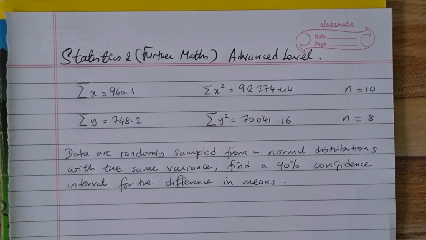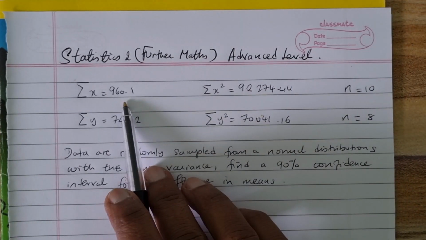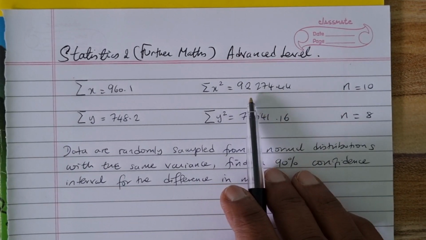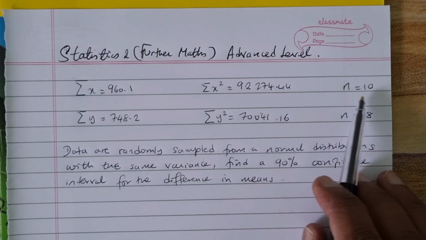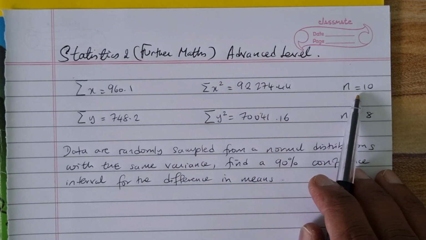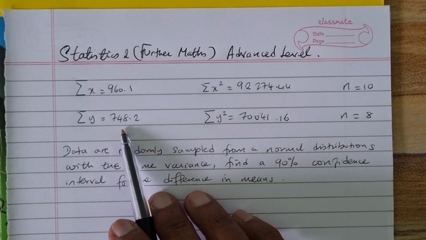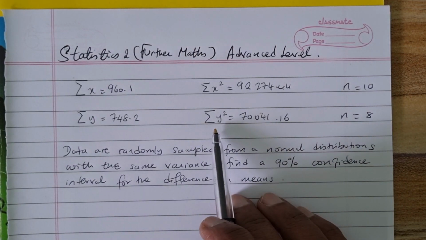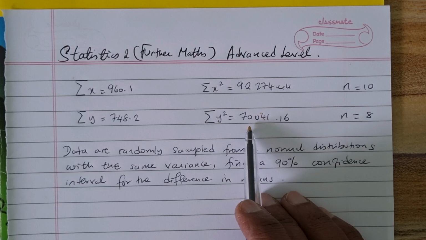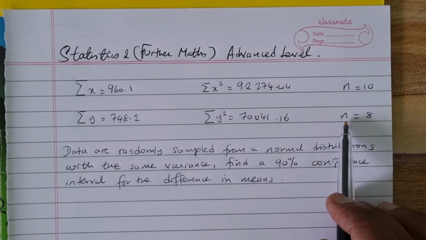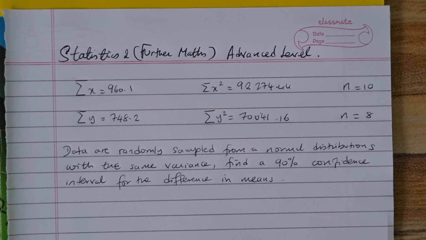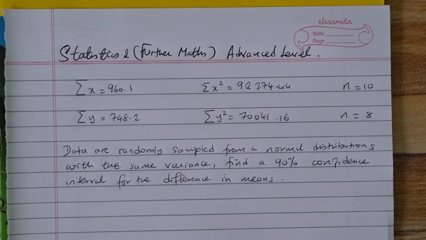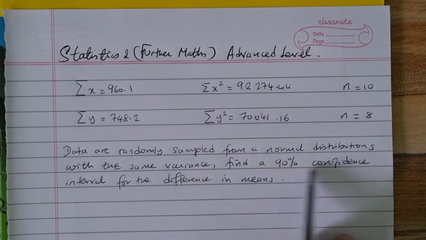Now we're given summation of x as 960.1, summation of x squared 92,274.44 with the sample size n equal to 10, and also summation of y 748.2, while summation of y squared is equal to 70,041.16, a sample size of 8. The data are randomly sampled from normal distributions with the same variance. Find a 90% confidence interval for the difference in mean.